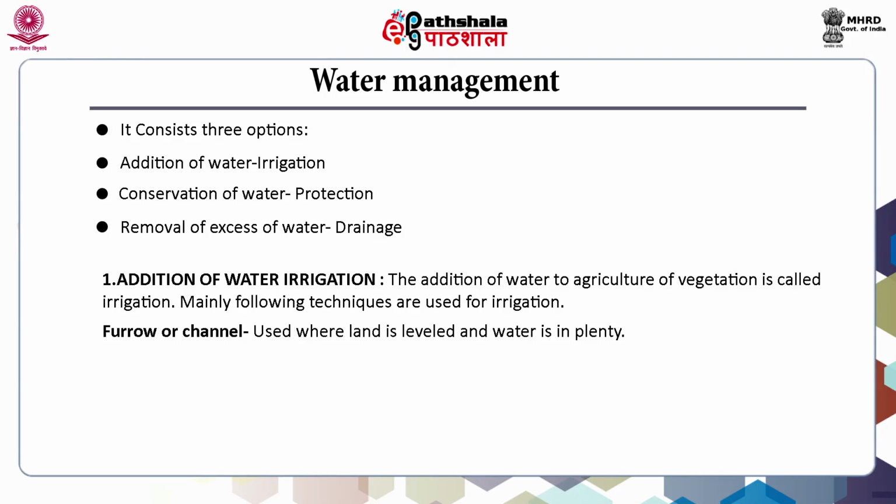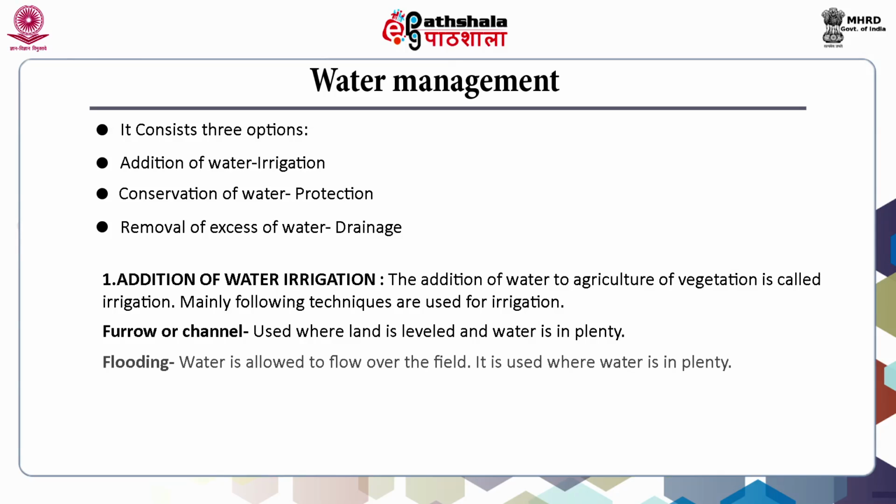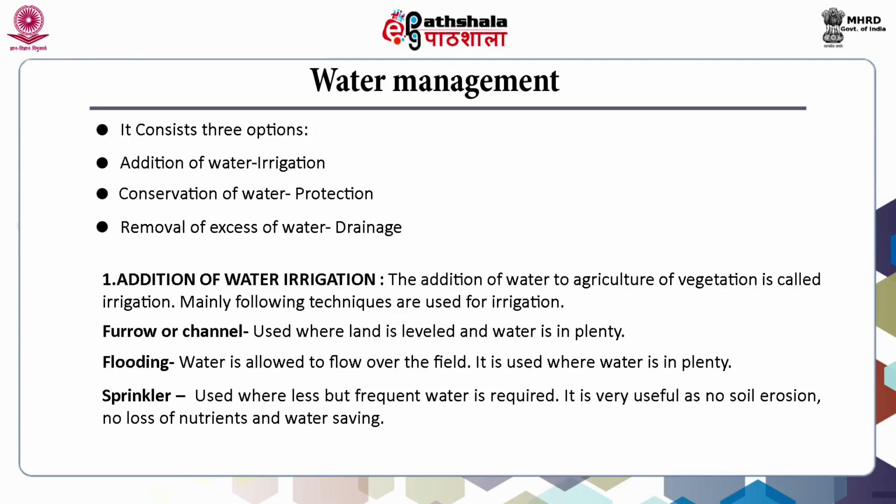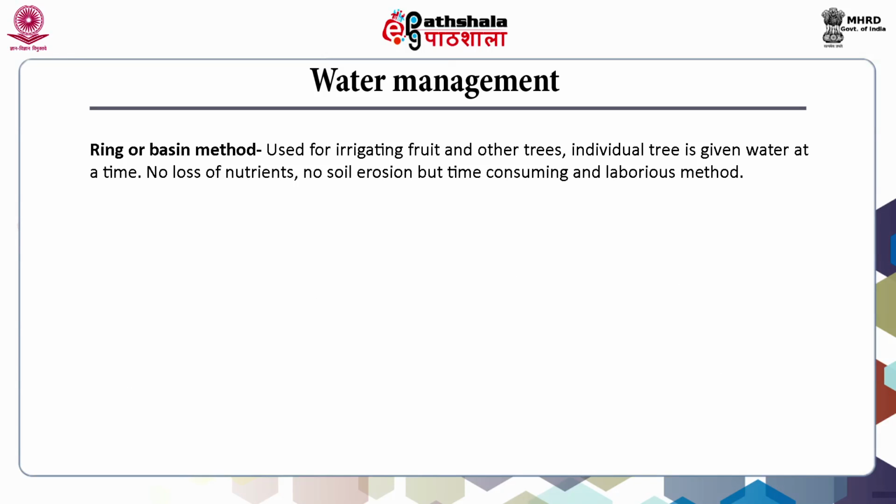Number one, furrow or channel, used where the land is leveled and water is in plenty. Flooding, water is allowed to flow over the field. It is used where water is in plenty. Then sprinkler, used where less but frequent water is required. It is very useful as no soil erosion, no loss of nutrients and water saving. Ring or basin method, it is used for irrigation of fruit and other trees. Individual tree is given water at a time.